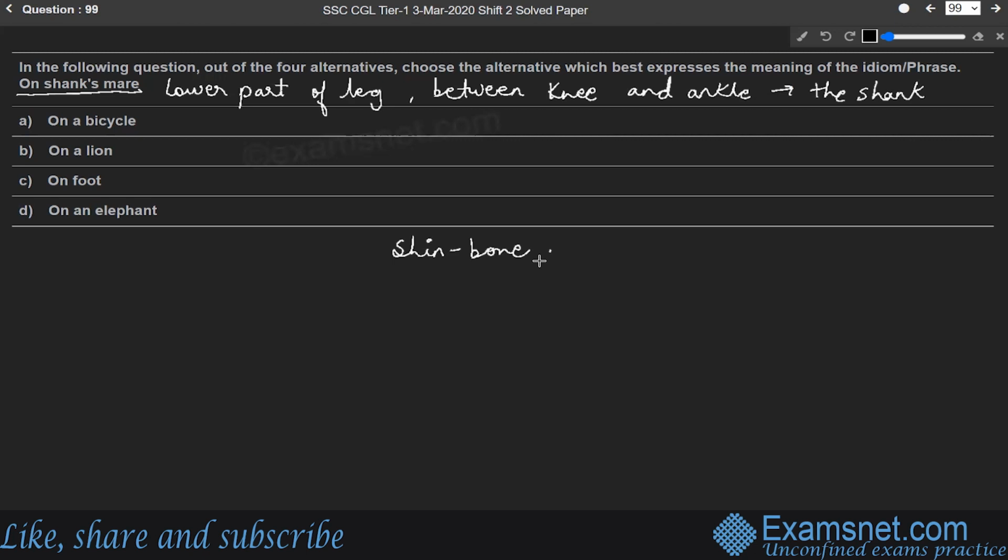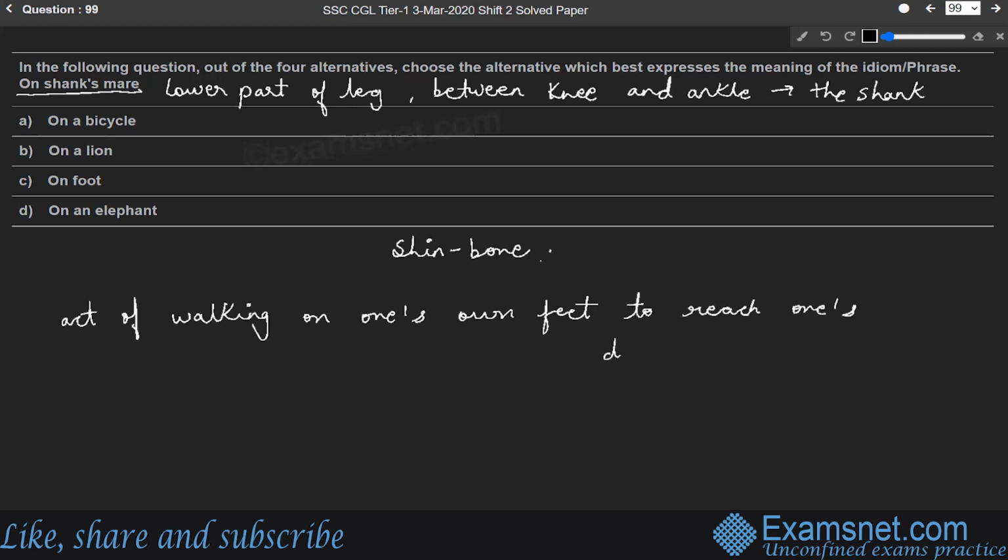So now coming to the question part, here we have to find the meaning of this idiom or phrase, and then choose the alternative that will best express its meaning. So first, let us know the meaning of the idiom "on Shank's mare". It refers to the act of walking on one's own feet to reach one's destination. And one's own feet means one's legs, right? So for this idiom, one's legs are used as a means of transport. I hope you are clear with the meaning of this given idiom.